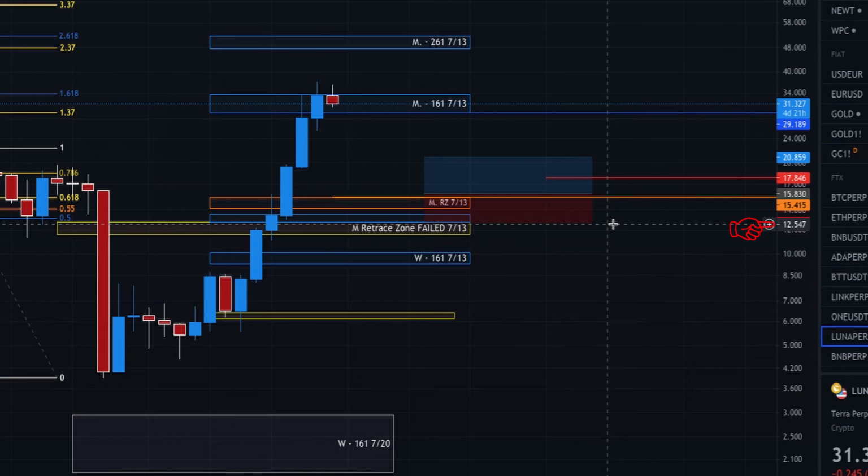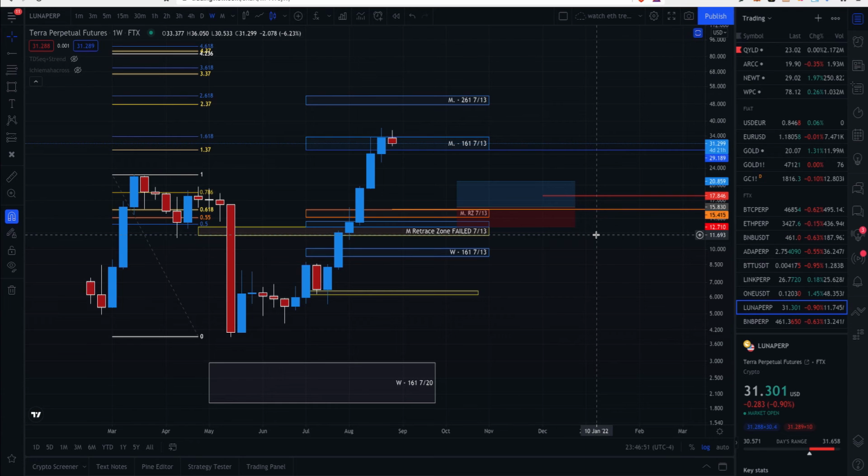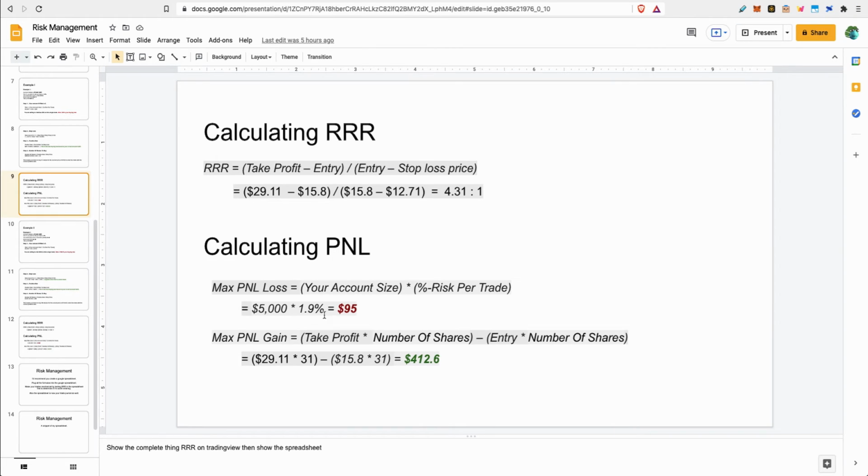Hey, I got 49 trades to enter. No problem, I can make it up. Now, if I had invested more than 2%, or more than 1.9%, 5% or 10% of my trade, and I took this loss, it would be more than $95. And I would have fewer chances, or fewer trades, based on my balance.